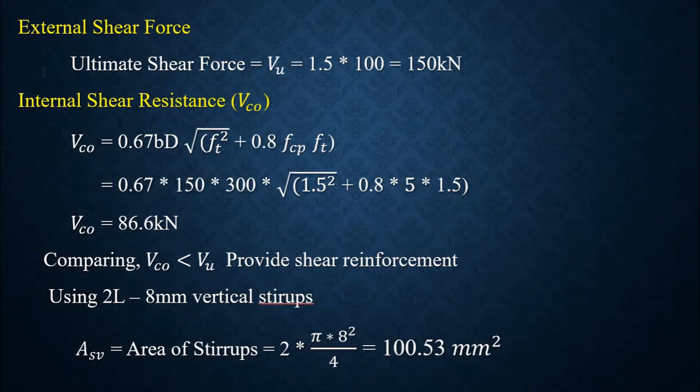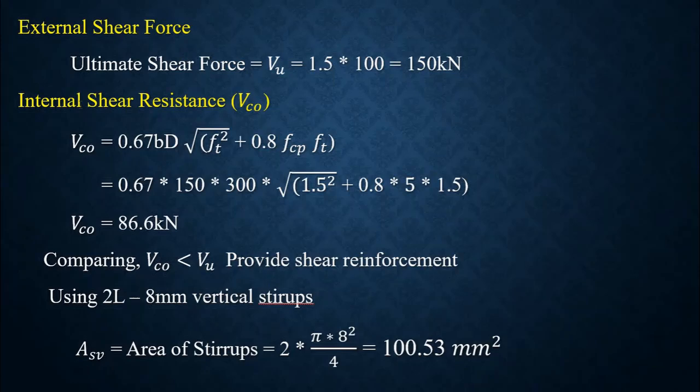Next, external shear force. How to calculate this external shear force: the ultimate shear force Vu is equal to 1.5 into 100, which will give you 150 kilonewton. Actually, this 100 kilonewton is the actual shear force at the support. So, to get the ultimate shear force, we need to multiply with the factor of safety. Factor of safety is considered as 1.5. So 1.5 into 100, you will get 150 kilonewton.